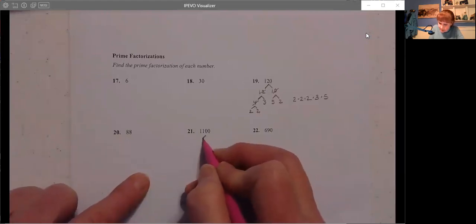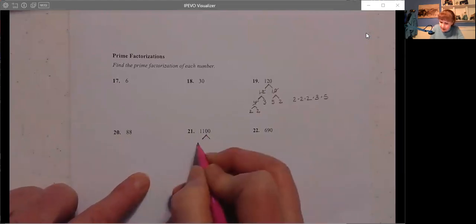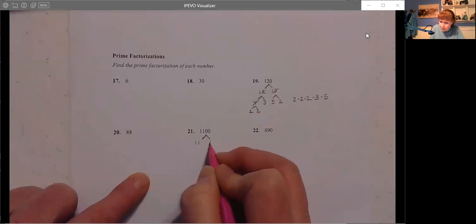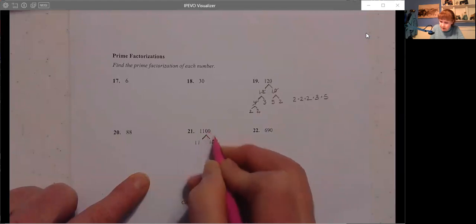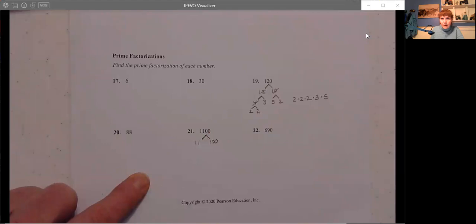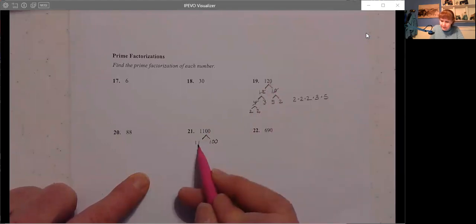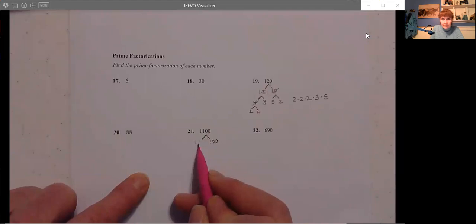Here, let's do this one. It's a little bit bigger. Looks more intimidating. This is 11 times 100. The 2 zeros mean 100, just like the 1 0 meant 10. 11 is done. It's prime.